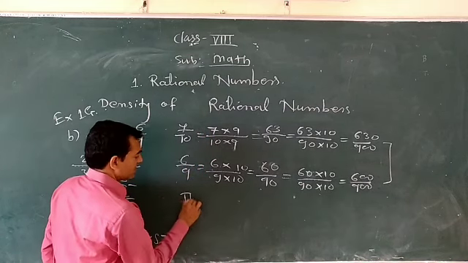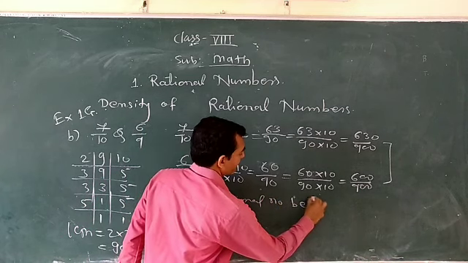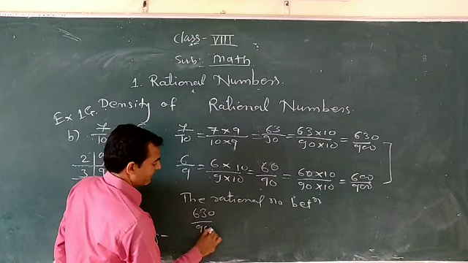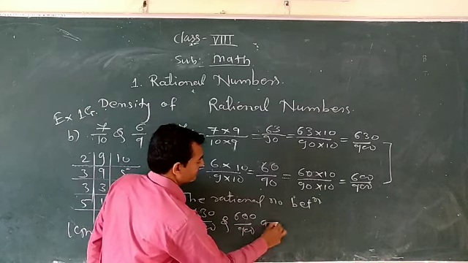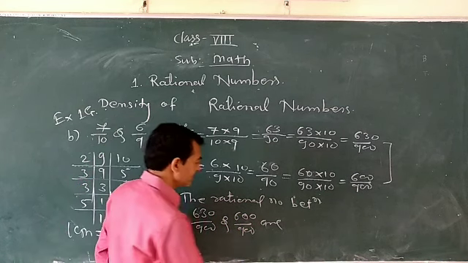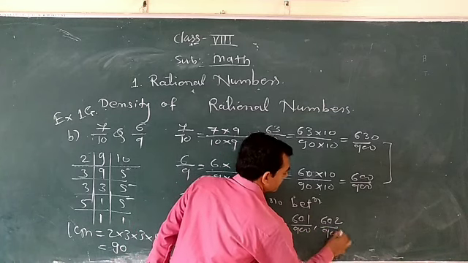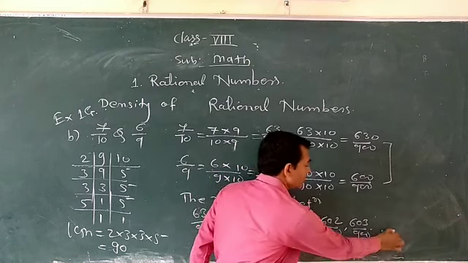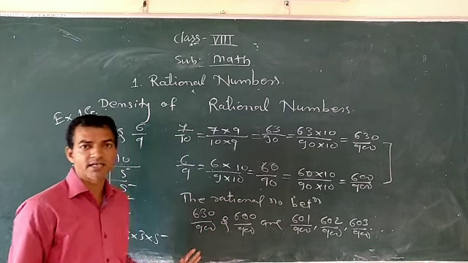Okay, so the rational numbers between 630 by 900 and 600 by 900 are which ones? After 600, 601, 602, 603, like this: 601 by 900, then 602 by 900, 603 by 900. Over, 3 rational numbers. Again, so many numbers are there up to 629 by 900. So in this way you can get the answer.